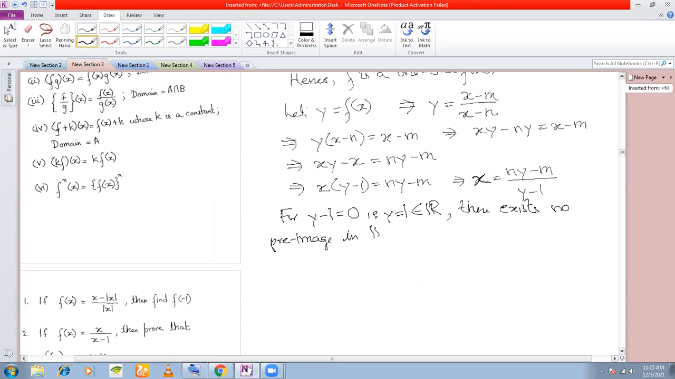In R, you have the set of real numbers here. For y is equal to 2, let's say, what is the image here? If you put 2 here, you get (2n minus m) by (2 minus 1), which is 2n minus m only. So you have an image here, which is 2n minus m. But for y is equal to 1, what is the value? You're getting infinite value. That means for y is equal to 1, there is no image here. That means there is no pre-image.